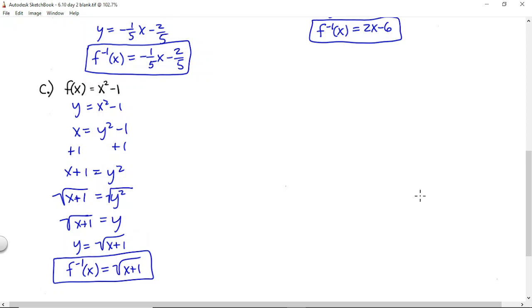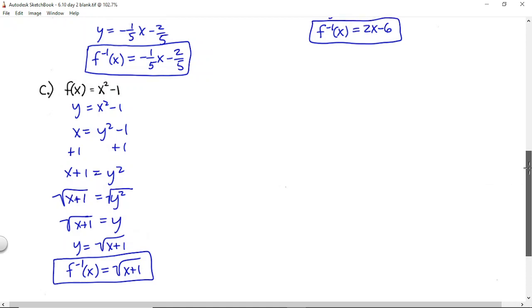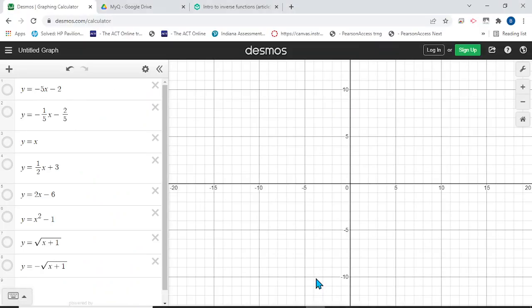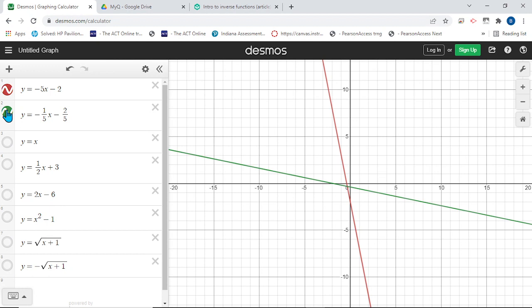Okay, so we've got all three of them, and now we're going to graph them. Let's look at that. I'm using the online graphing calculator, desmos.com. It's pretty slick. And to save time for the video, I've already typed them in. So over here we see the original function was negative 5x minus 2. The inverse was negative 1/5 x minus 2/5. So I can just click this to make that visible. That's the original function. That's the inverse.